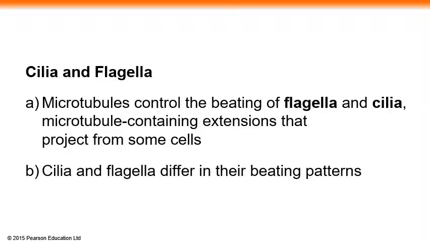Okay, cilia and flagella. A tail-like structure is one flagellum, many flagella. A hair-like structure, a moving hair, we call one cilium, many cilia. They are composed of microtubules. Microtubules control the beating of flagella and cilia. They are microtubule-containing extensions that project from some cells.